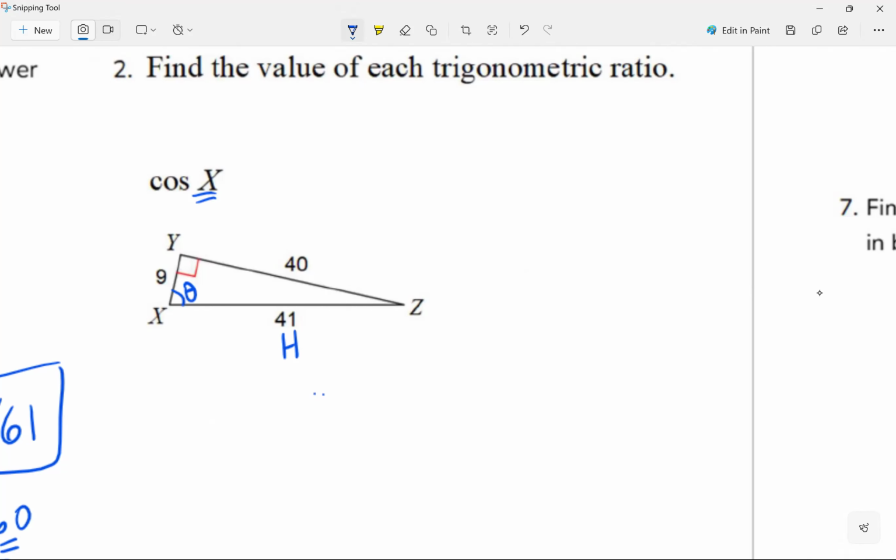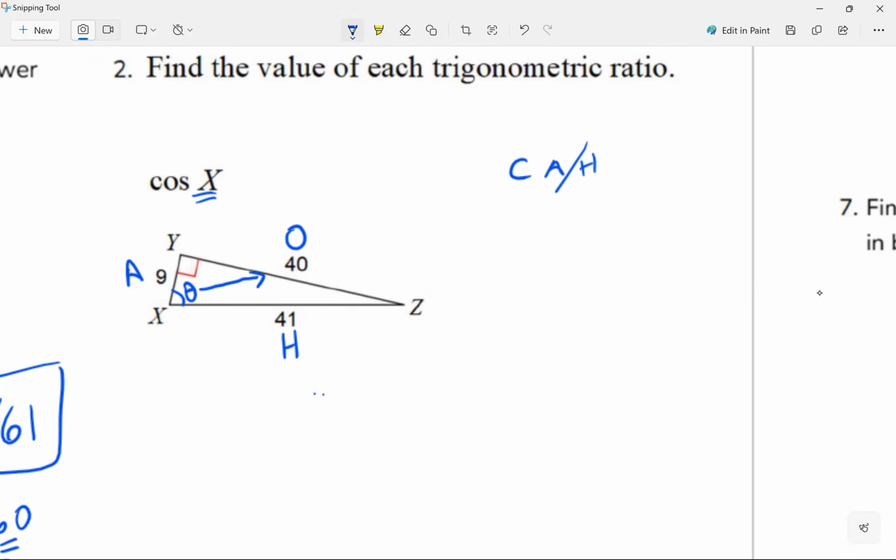Now I need to label my remaining sides. I know my 41 is the hypotenuse. From far away, that's what we're going to call the opposite, and then the 9 is going to be the adjacent. I remember for C in our acronym, SOHCAHTOA, the one that starts with a C is CAH. That means that cosine is adjacent over hypotenuse.